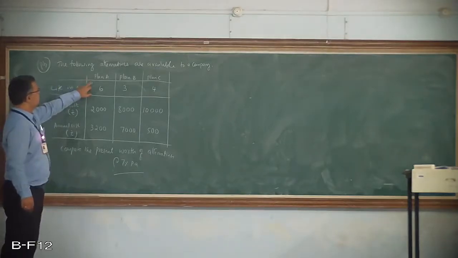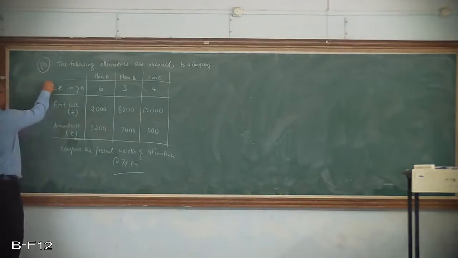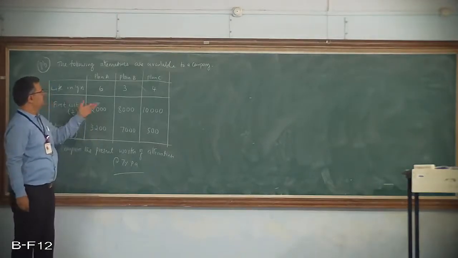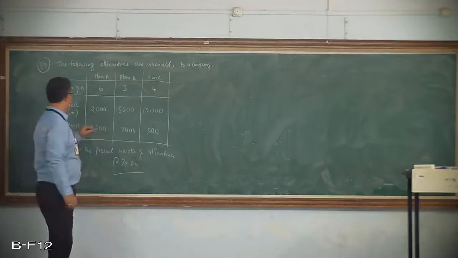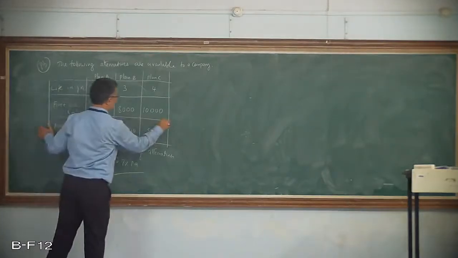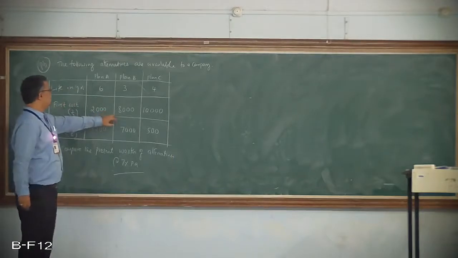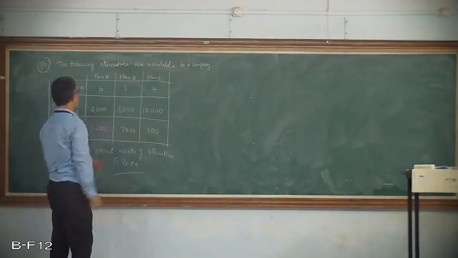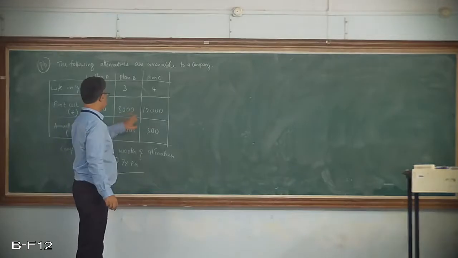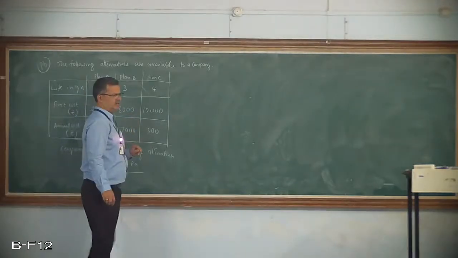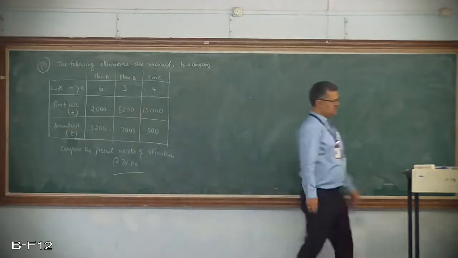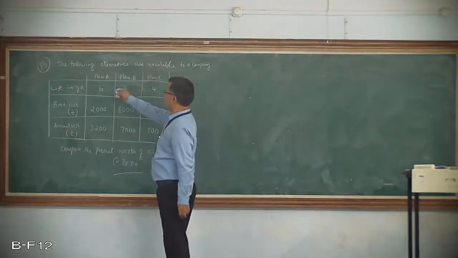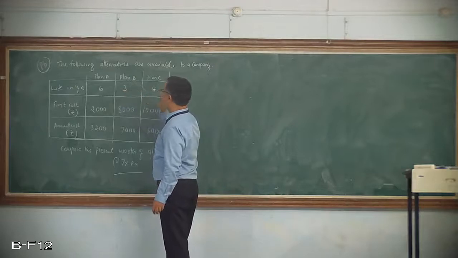Plan A has 6 years, first cost of rupees 2,000, and annual expenditure is 3,200. Plan B, life of 3 years, first cost 8,000, whereas the annual cost is 7,000. Similarly, Plan C, life is 4 years, first cost 10,000, and annual cost is 500. Just listen here: all the plans have different lifespans. One is 6 years, one is 3 years, one is 4 years.